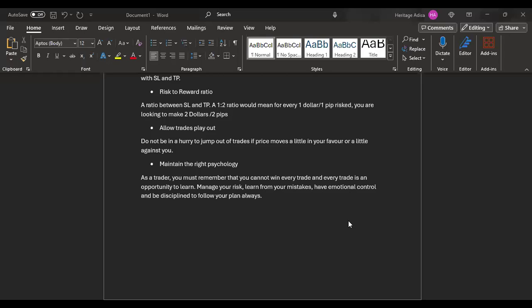All right. This one is asking, does this apply to all instruments? Yes, it applies to all instruments, all time frames. You can always use these methods to place your trades.